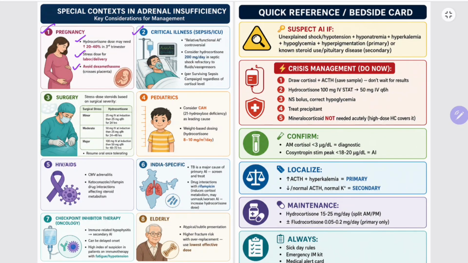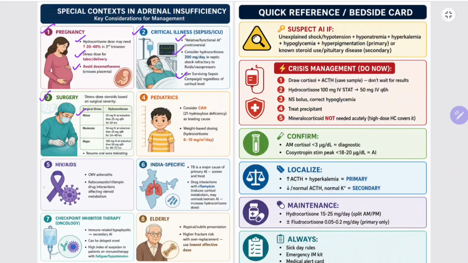Second is critical illness, sepsis or ICU. Even though they don't have AI, they have a relative or functional AI. So the treatment is controversial. Consider hydrocortisone 200 mg per day in septic shock refractory to fluids and vasopressors, as per the Surviving Sepsis Campaign, regardless of the cortisol.